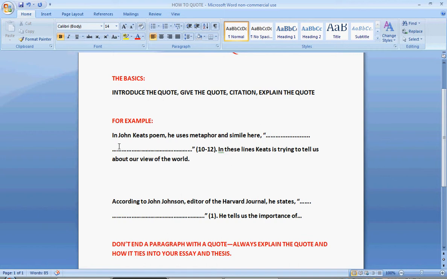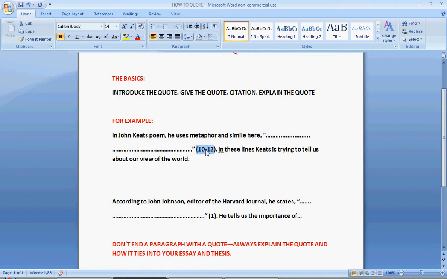So you always want to introduce it by going "In John Keats' poem," or you could say "In Keats' poem" if you've already said John Keats' poem before, and introduce it a little bit, kind of give us a preview of what you're talking about. "He uses metaphor and simile here," and then give us the comma that's right there, give us the quotation marks, and then give us the citation.